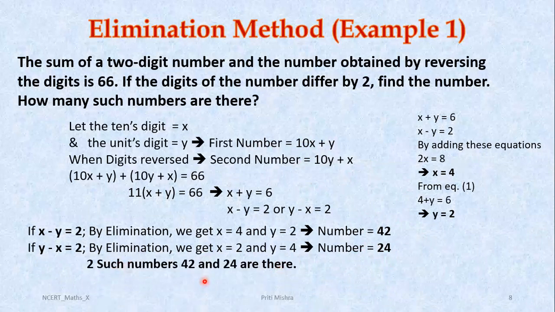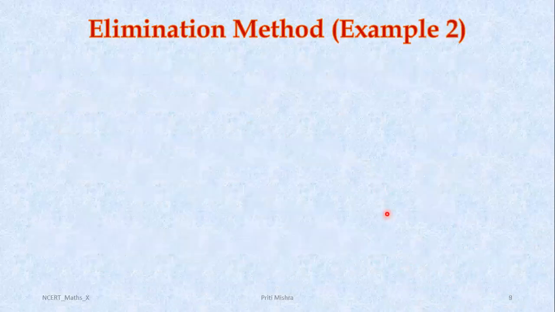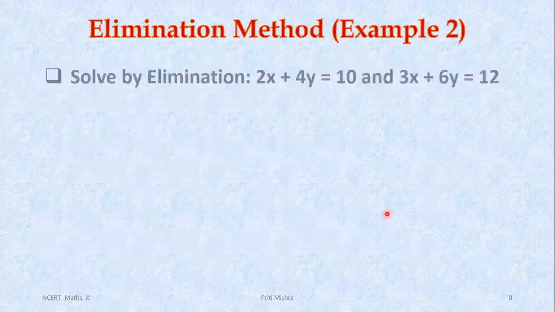So two such numbers are there for such an arrangement, as they were asking how many such numbers there are, and these are the two numbers, right? So this is again a unique solution here for this arrangement. Let's have another question for the elimination method.